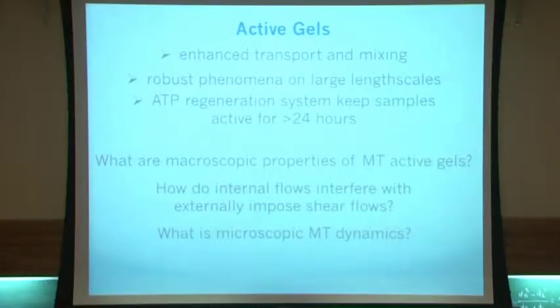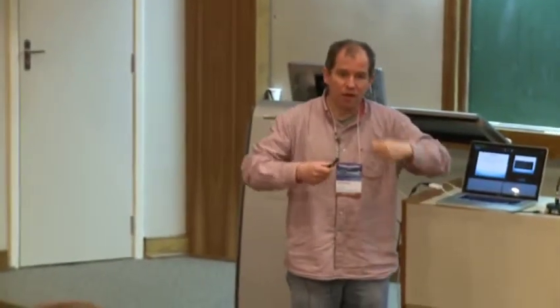And so what are the properties of these active gels? One is this enhanced transport and mixing, and it's very robust. And the other thing that's very important that I should mention is that this is all fed by ATP, right? So you put ATP, and that powers the molecular motors. Now, if I just put ATP and I start consuming ATP, that would make steady state samples impossible, right? Because ATP would continuously decline in concentration, and the motors would continuously slow down.